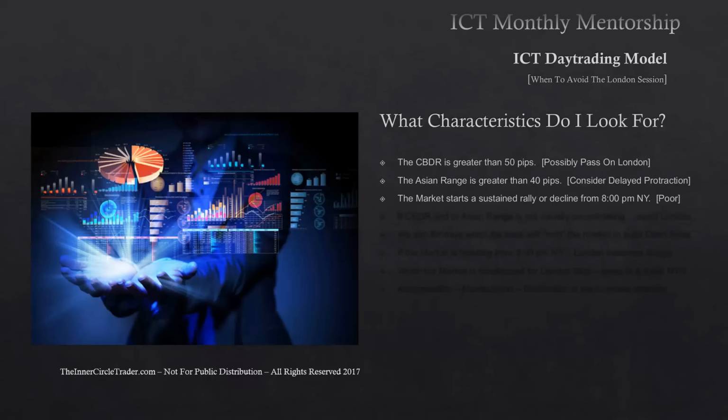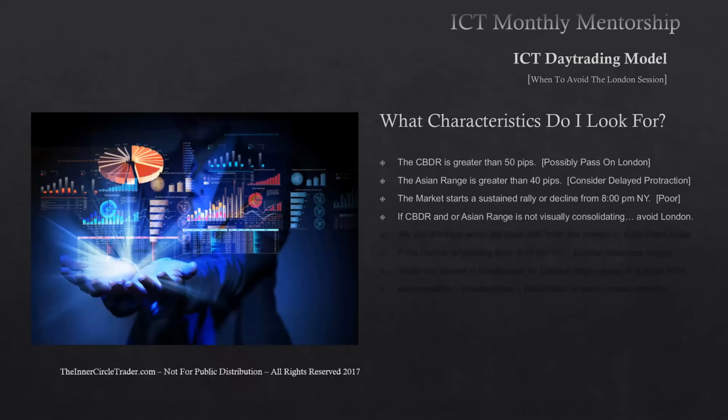If the market starts a sustained rally or decline from 8 p.m. New York, that's usually a poor indication for a London session. That means the real event started at 0 GMT, and they're probably going to keep a sustained move going with very little retracement. Usually the retracement will occur, if at all, during the New York session.